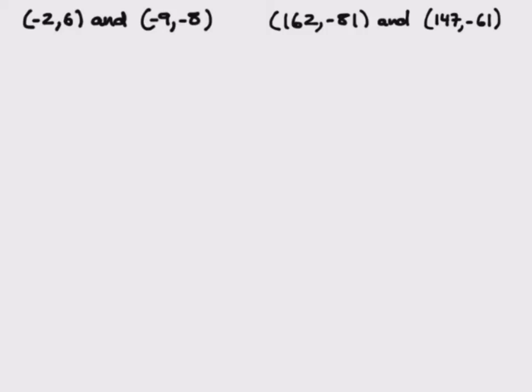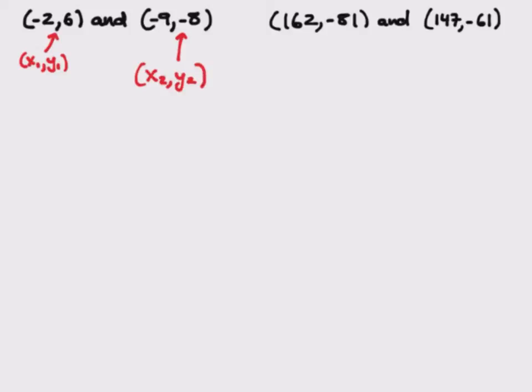Time to do some practice problems. Let's find the equations of the lines containing the points negative 2, 6 and negative 9, 8, and then the line containing the points 162, negative 81, and 147, negative 61. We're going to do the first one together, and then I'm going to let you try the second one on your own. So one thing I really like to do, even though we know the formula for finding our slope given 2 points, is label these points as x1, y1 and x2, y2.